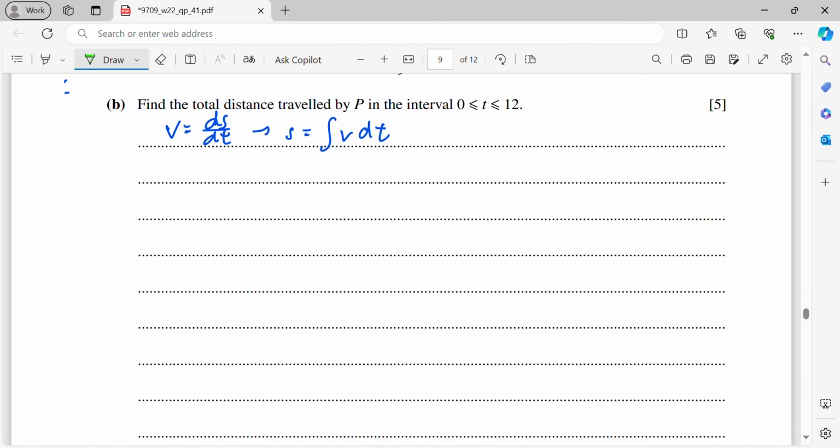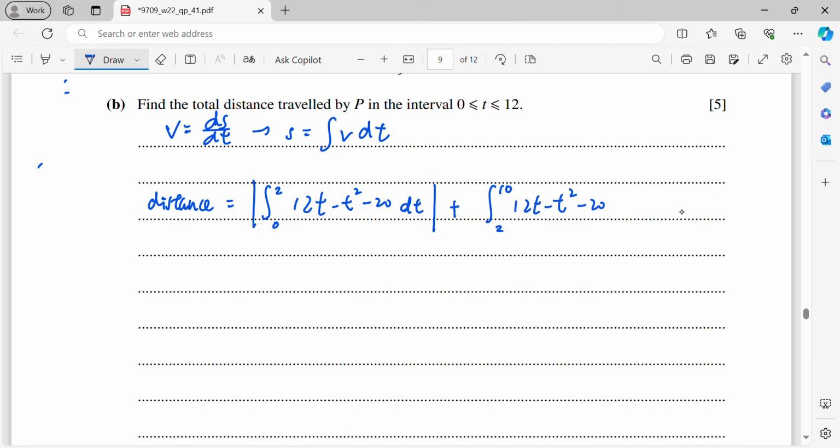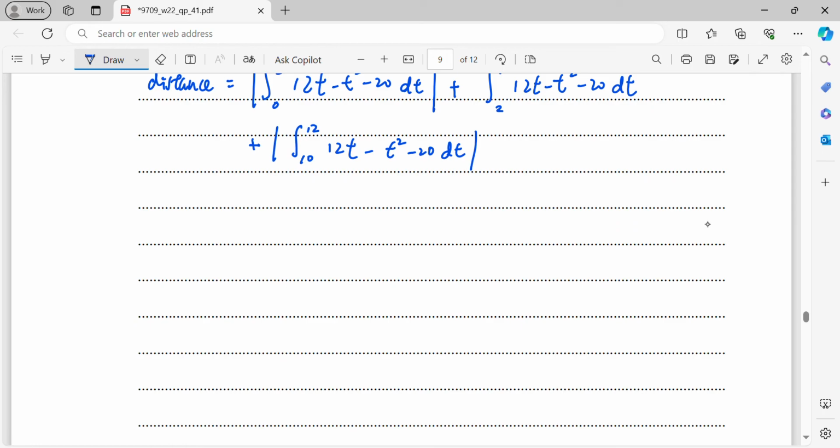So now I will split it into 3 integrations. So my distance is modulus from 0 to 2, 12t minus t squared minus 20 dt. The middle one, it will be just direct integrate 2 to 10, 12t minus t squared minus 20, and then lastly plus modulus 10 to 12, 12t minus t squared minus 20. Okay, I split it into 3 parts because of 3 different regions.